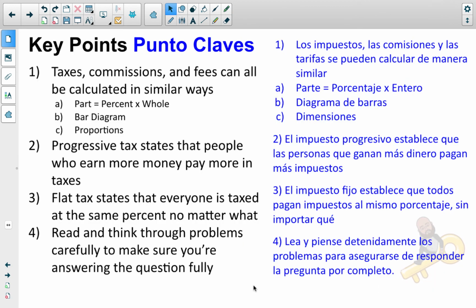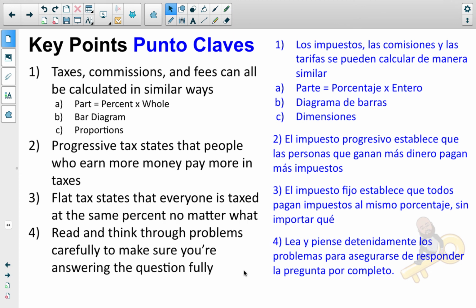Your key points for today. Taxes, commissions, and fees can all be calculated in similar ways. I said it earlier in the video. I'm not asking you to learn new skills. I'm asking you to apply the same things you know to more problems. Progressive tax states that people who earn more money pay more in taxes, whereas flat tax states that everyone is taxed at the same percentage.